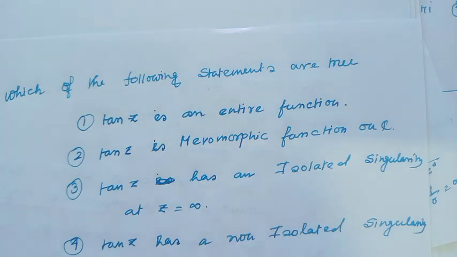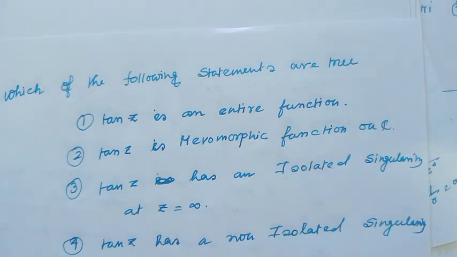Next question, which of the following statements are true? Option 1, tangent is an entire function. Option 2, tangent is a meromorphic function on the complex plane. Meromorphic function means the only singularities are poles. Option 3, tangent has an isolated singularity at z equal to infinity. Option 4, tangent has a non-isolated singularity at z equal to infinity.